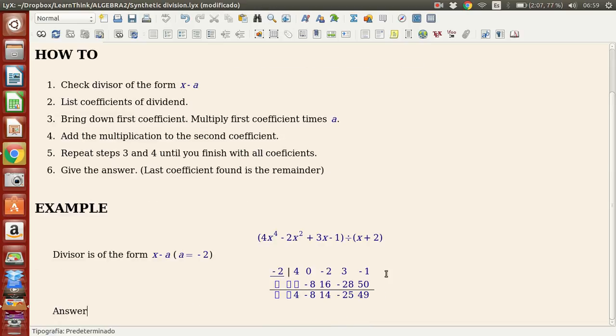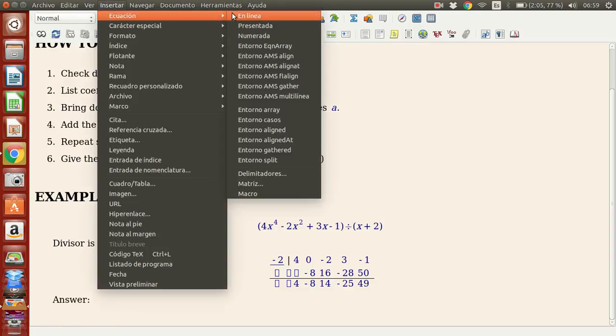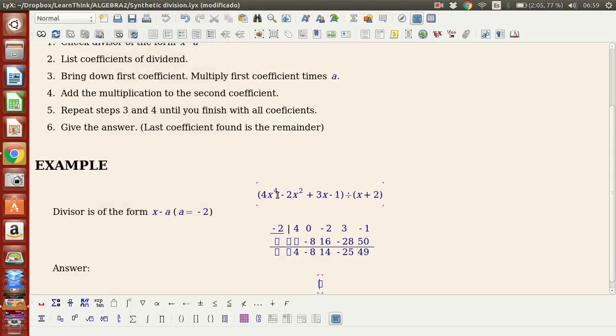So the answer. Remember that there are many ways to write an answer. I prefer to write it by factoring, but you can write it as you like. For example, I'm going to show you both ways to write the answer.